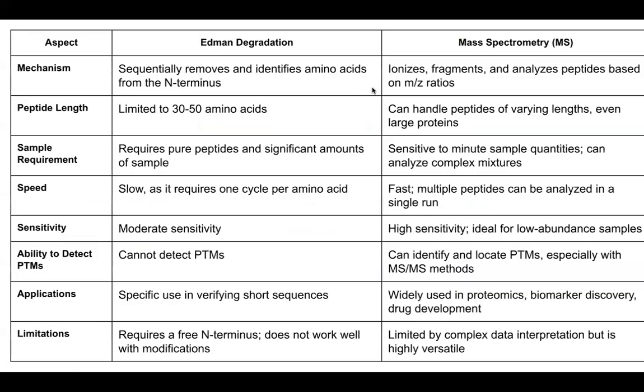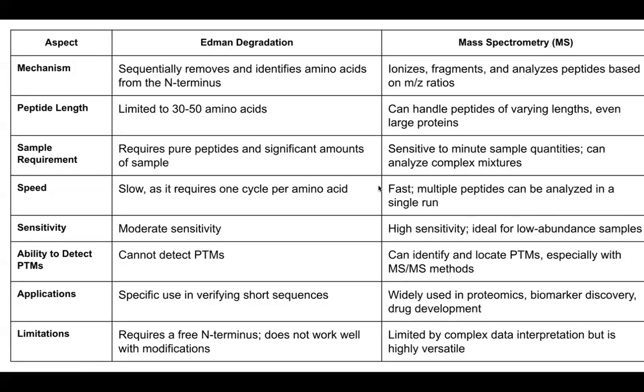So this is a table that summarizes the differences between Edman degradation and mass spectrometry in terms of mechanism, peptide length, sample requirement, speed, sensitivity, ability to detect post-translational modifications, applications, and limitations. It's an easier way to study for the exam. So you can take a photo of the slide, very, very useful.